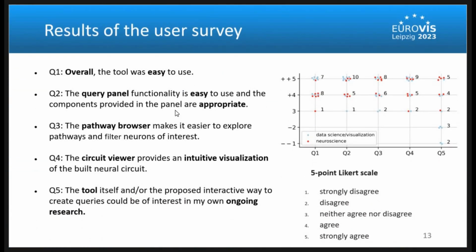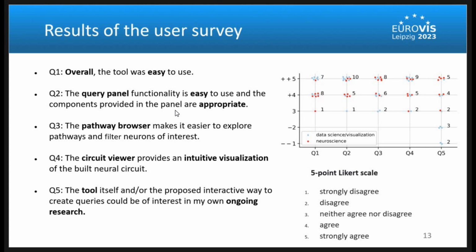Next, in order to obtain qualitative feedback and further improve the tool, we conducted a user study. We invited participants from the field of neuroscience, computational neuroscience, and visualization. In total, 16 users participated in the survey, of whom 9 were data scientists or visual researchers, and 7 were potential users from neuroscience.